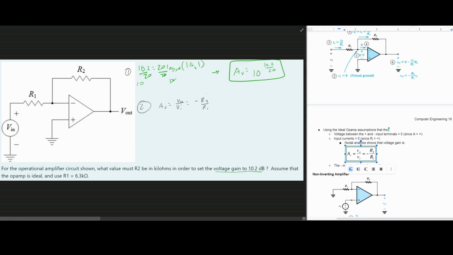Now, we know that this V naught over V_I is equal to our A_V as well. So what we can do is take this and plug it in here. If we go into a calculator, I'm going to use a Symbolab for this one. We have the left side as 10 raised to 10.2 over 20, and then we multiply that by our R1, which is 6.3, and multiply both sides by the negative. The negative in this case does not really matter, and we'll come back to this in a second.